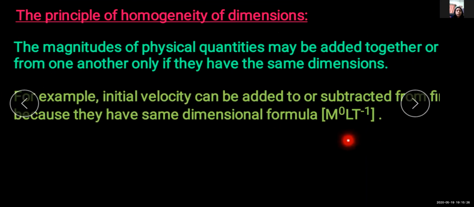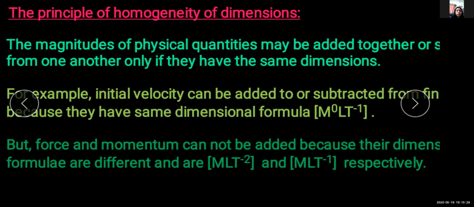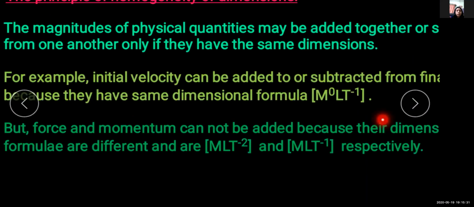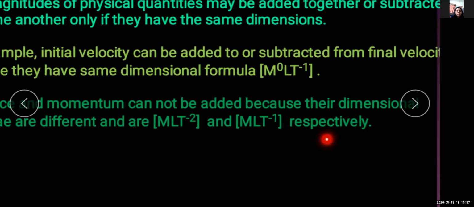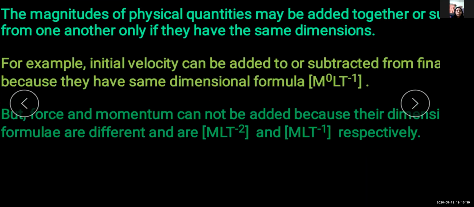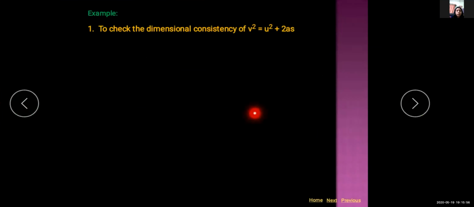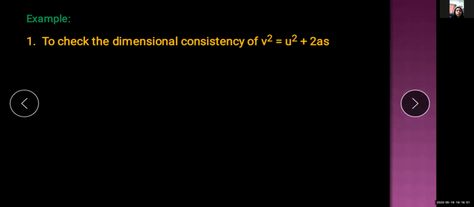But force and momentum cannot be added because their dimensional formulas are different. We know that the dimensional formula of force is M L T^-2 and the dimensional formula of momentum is M L T^-1. So they cannot be added. Okay. So here is one example: check the dimensions of the following relation. The relation is v square equal to u square plus 2aL.